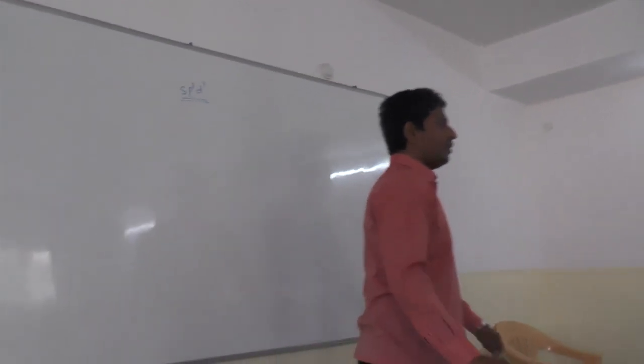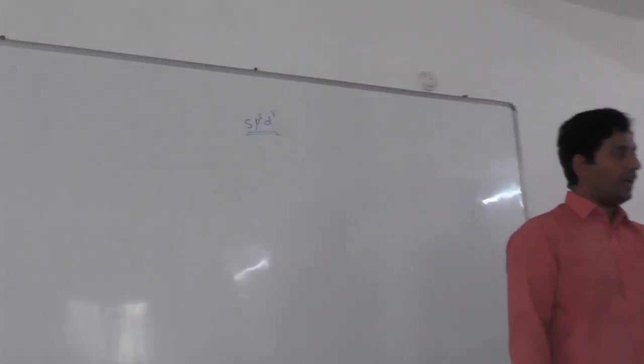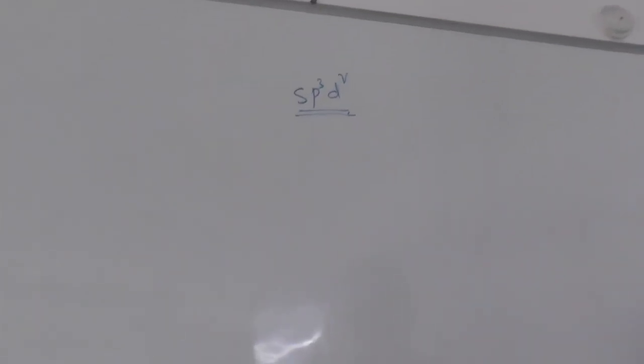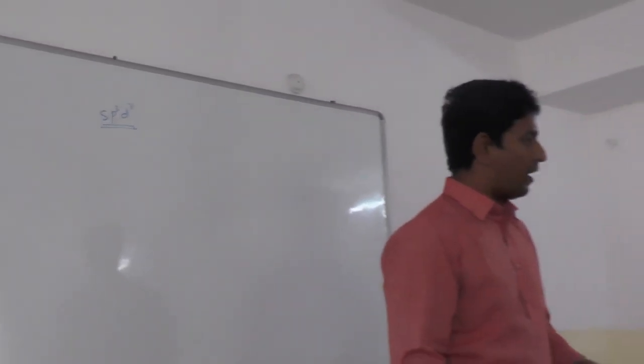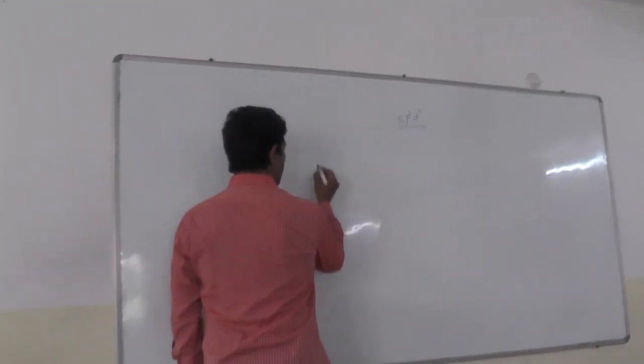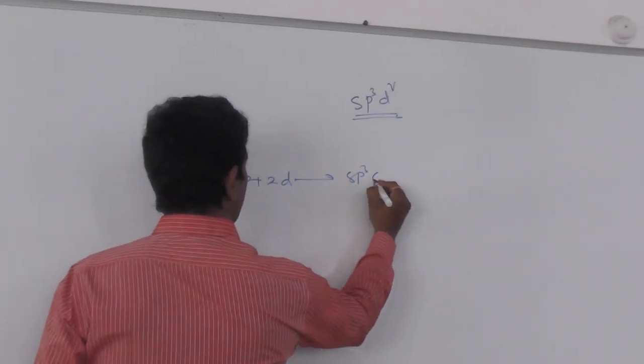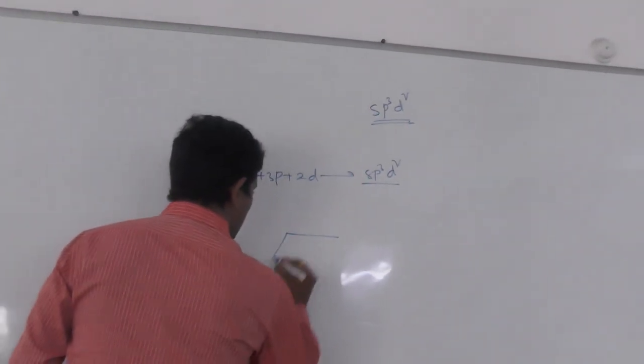sp3d2 means one s orbital, three p orbitals, and two d orbitals. The s orbital is the spherical structure, the p orbital is the dumbbell, and the d orbital is the double dumbbell. So one s, three p, and two d orbitals combine to form sp3d2.